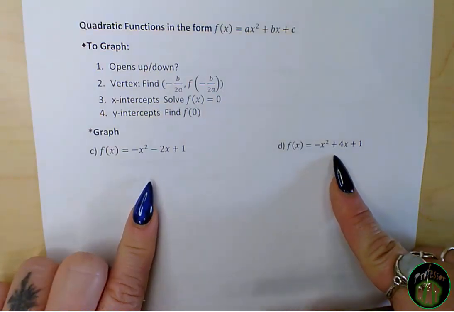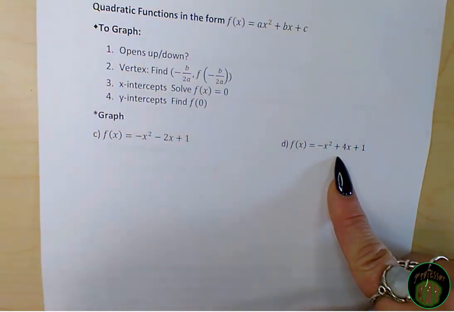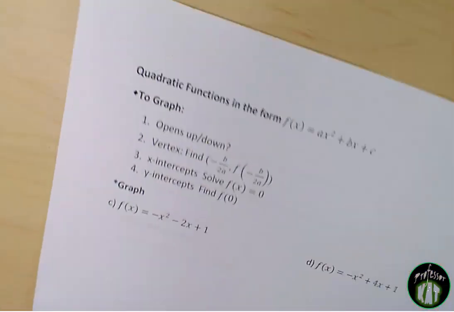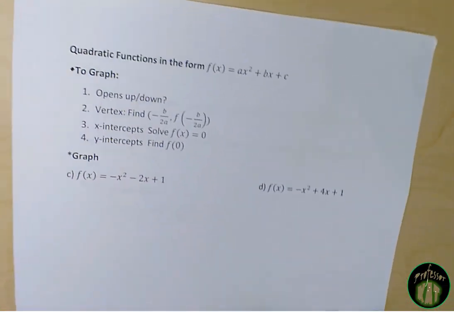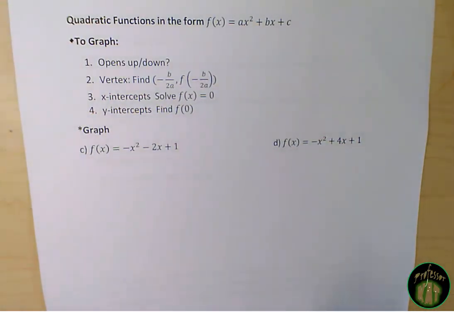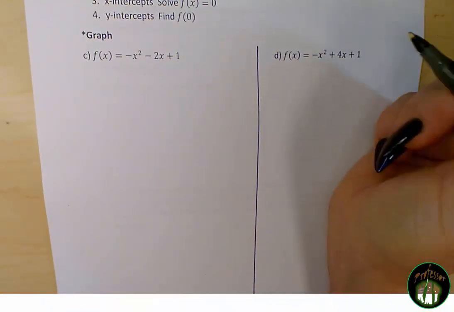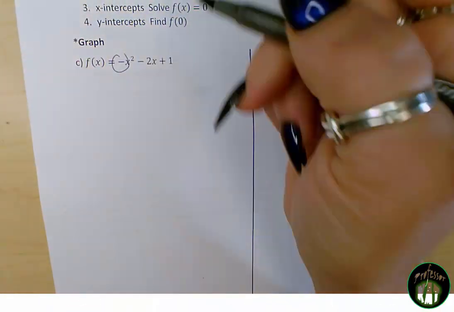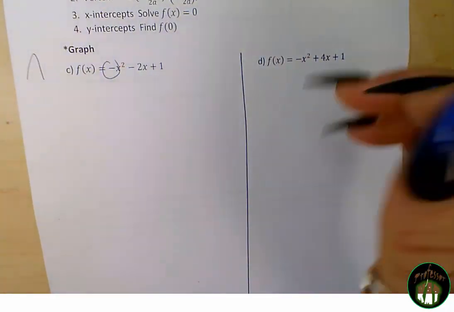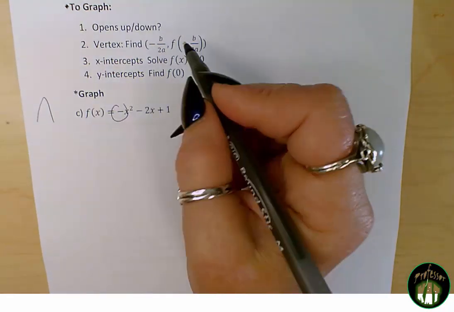Because these are not in their vertex form and we cannot easily find the vertex, we are now going to be using the vertex formula for that. Then we're still going to find the x-intercept and the y-intercept using the same process here. So let's go ahead and get started. Looking at the front of our equation, this is negative, so we know our graph will be going downwards. In order to find the vertex now, we are using the vertex formula.